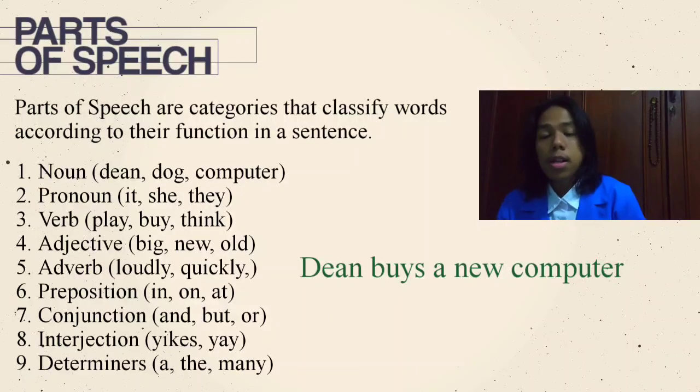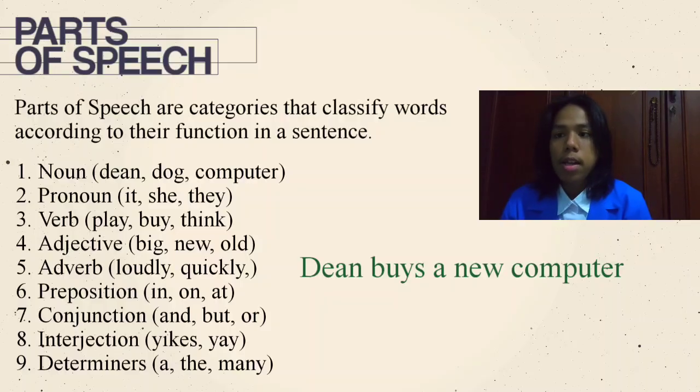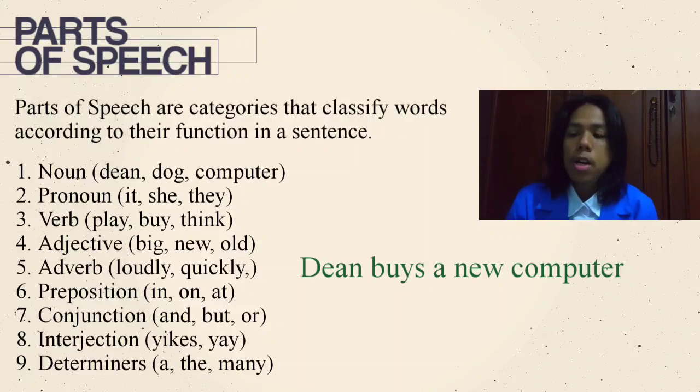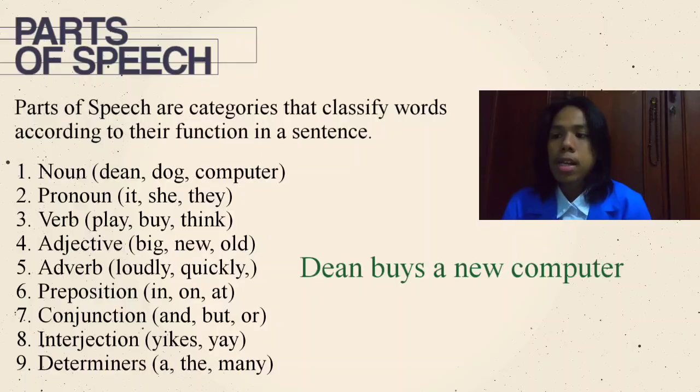So, what are parts of speech? Parts of speech are categories that classify words according to their function in a sentence. Here you can see we have 9 parts of speech in English. First, we have noun, such as Dian, dog, computer. Pronoun: it, she, they. Verb: play, buy, think.